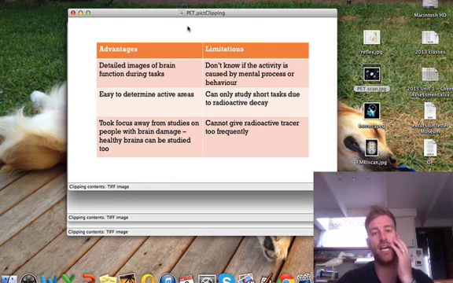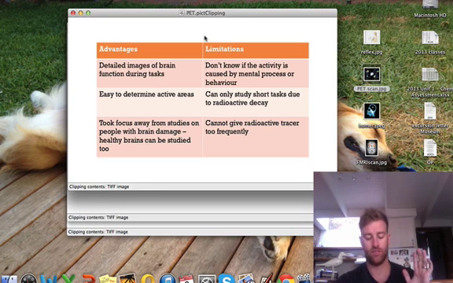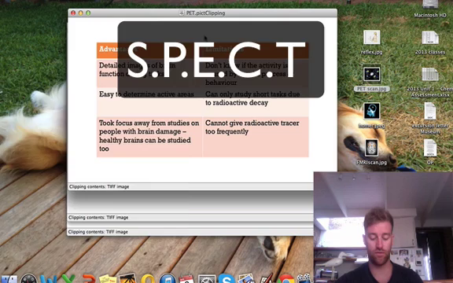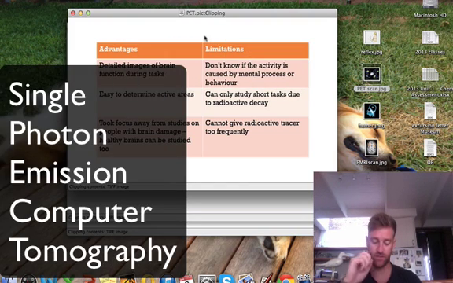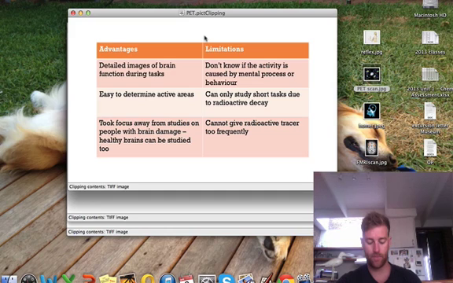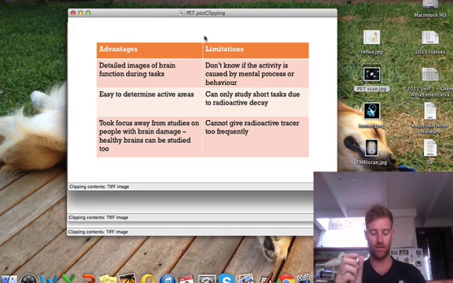You also have another option called a SPECT, or single photon emission computer tomography. This is similar to the PET scan, but they found a way to use a less radioactive dye, which allowed you to do activities over a longer period of time. That's basically all you need to know from that.